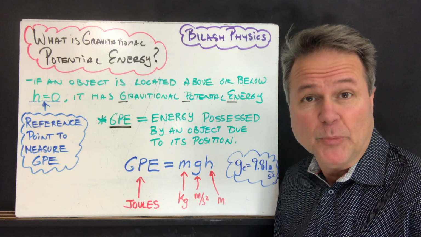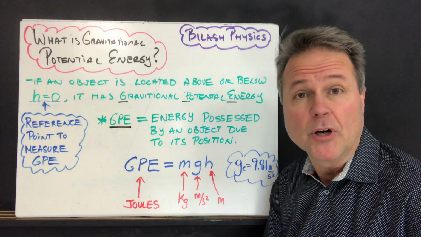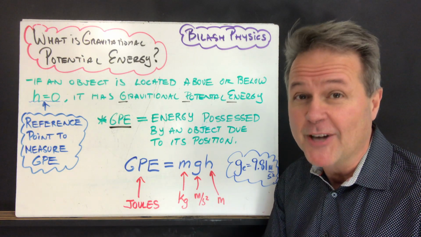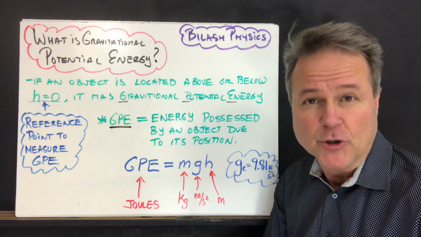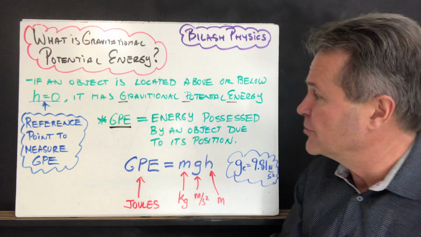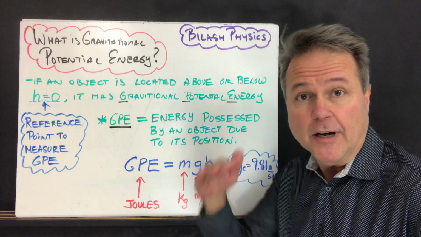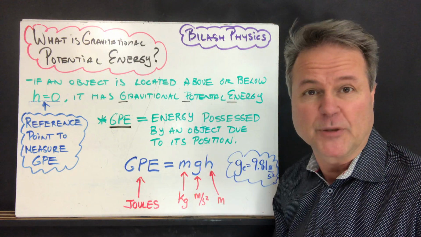What is gravitational potential energy? Well, if an object is located above or below h is equal to 0, the object is said to have gravitational potential energy. Or in other words, GPE is the energy possessed by an object due to its location above or below a reference point.